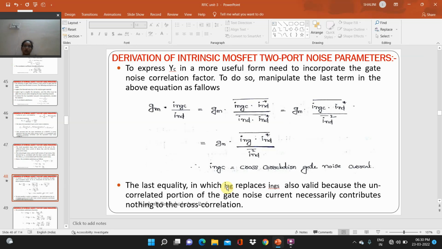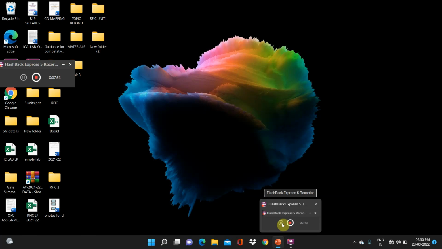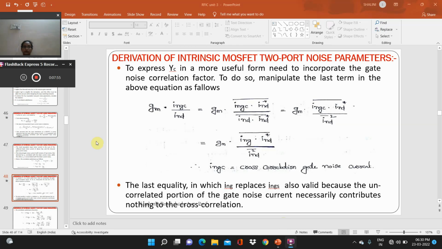c is equal to the cross correlation of the gate noise current. The last equality, in which i_ng replaces i_ngc, is also valid because the uncorrelated portion of the gate noise current necessarily contributes nothing to the cross correlation.